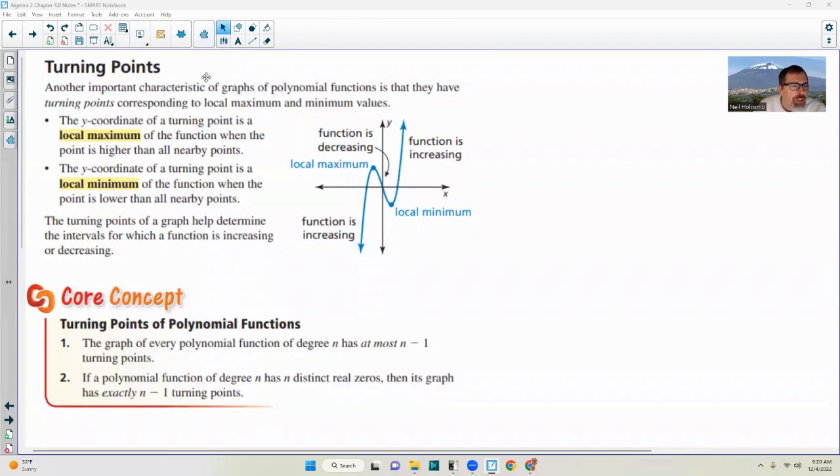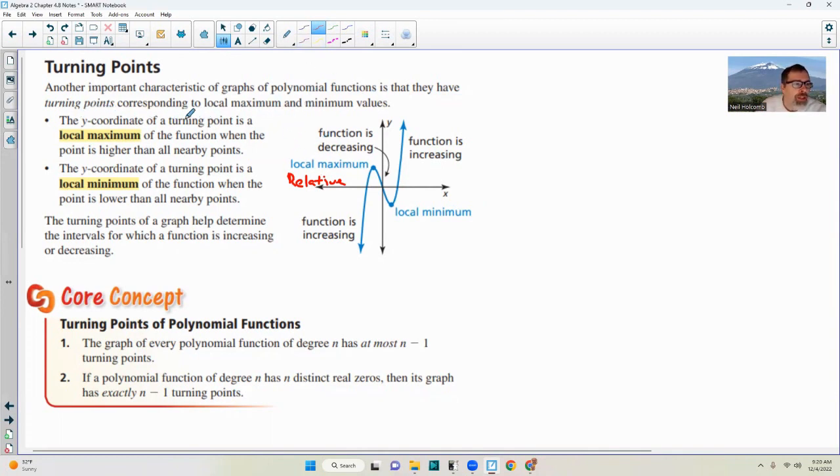Okay, now we're talking about turning points. Another important characteristic of graphs of polynomial functions is that they have turning points corresponding to local maximum and minimum values. The other term that I've seen in math textbooks is relative: relative maximum, relative minimum. But local and relative are the same.